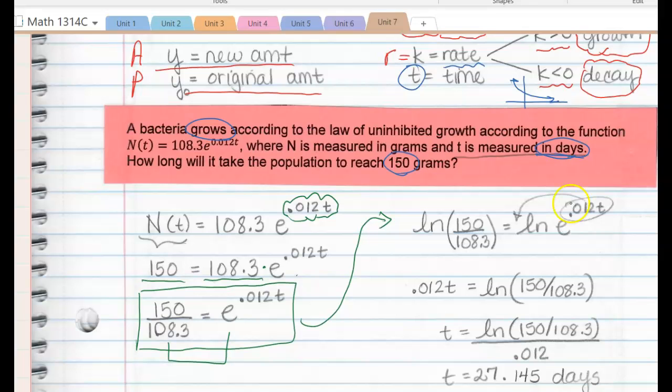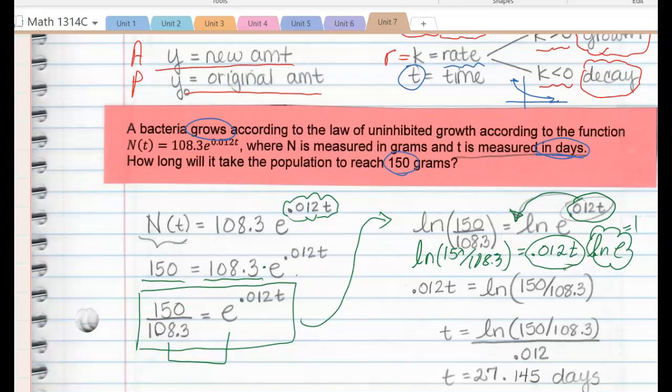Using the third property of logs, I'm going to get my exponent and put it to the front. And now you see that I have the natural log of the quotient of 150 divided by 108.3, and that equals 0.012t times the natural log of e. But remember, the natural log of e is equal to 1, so we're just going to have 0.012t is equal to the natural log of the quotient 150 divided by 108.3.